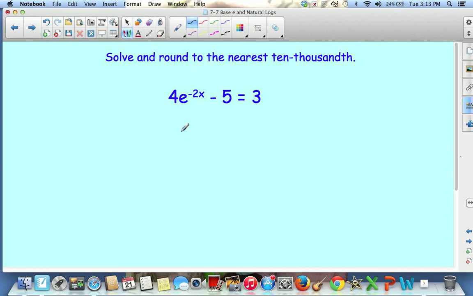So let's look at this equation here and see if we can solve it. We're going to solve for x. And what we want to do is isolate this first. So let's go ahead and add 5 to both sides. Now we're going to go ahead and divide by 4.